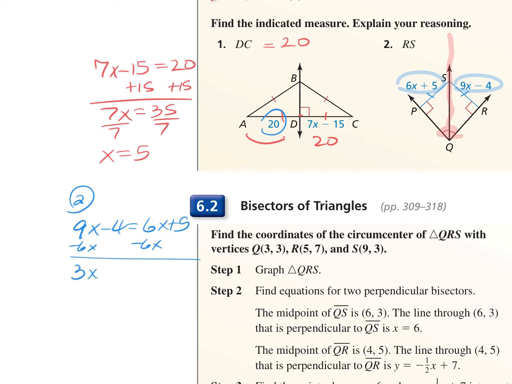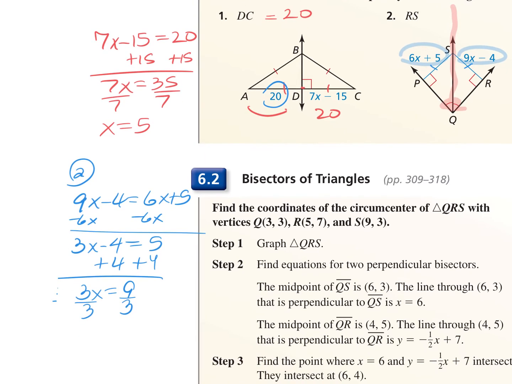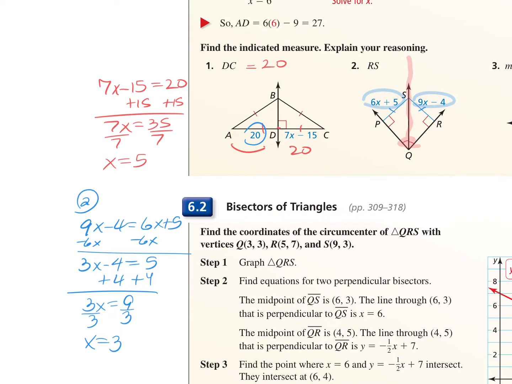And I get 3x minus 4 equals 5. Add the 4. 3x equals 9. Divide by 3, and x equals 3. Now, it didn't ask for x. It asked me to find the length of RS. RX is right here. It's the 9x minus 4. I'm going to plug in 3. I'm going to multiply and then subtract. So the length of RS is 23.